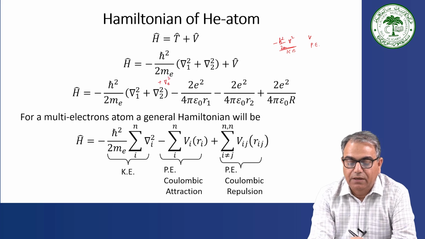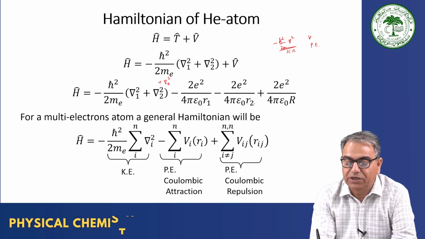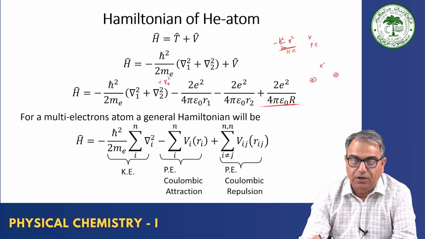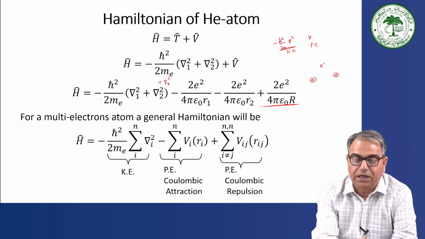Okay, and then the potential energy terms, which are written on the previous slides, will be minus 2e² divided by R1, minus 2e² divided by R2, and minus 2e² divided by capital R. So plus 2e² divided by capital R. This is your internuclear repulsion, because we are talking about a helium atom where you have two nuclei and one electron. Okay, now this becomes the Hamiltonian.